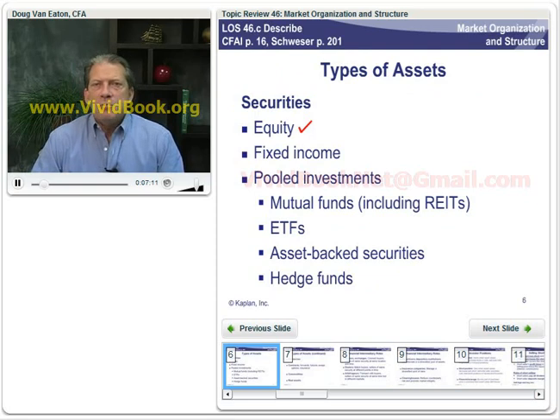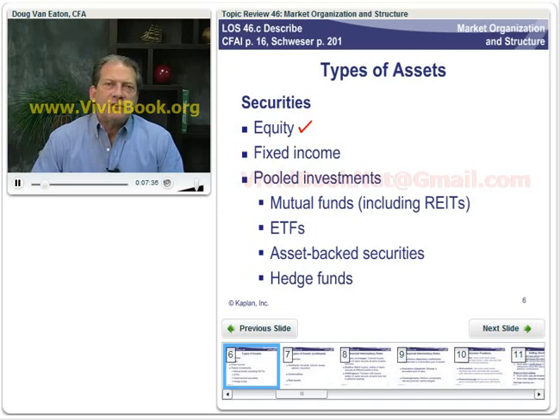So pooled investments, we cover that really in alternative investments in the level 1 CFA material. Cover mutual funds and REITs there, real estate investment trusts, which are like mutual funds which hold property instead of securities, real property or mortgages on real property. ETFs, exchange traded funds, similar to mutual funds but a little bit different in their trading.